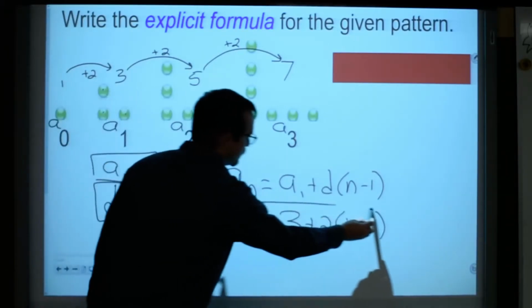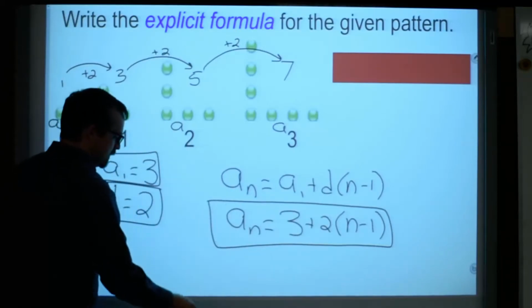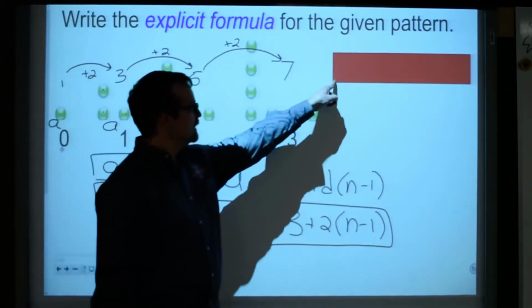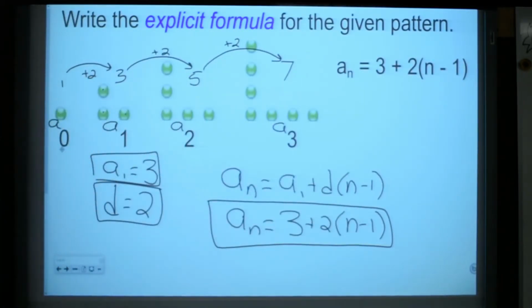Woo! And there is our explicit formula. Did we screw up? I think we got it right. Did we do it? Oh, we did it right. I was very nervous. Look at that.